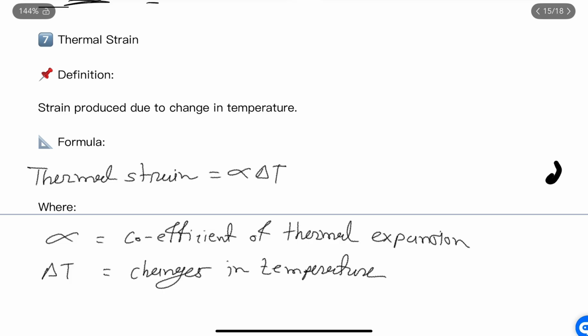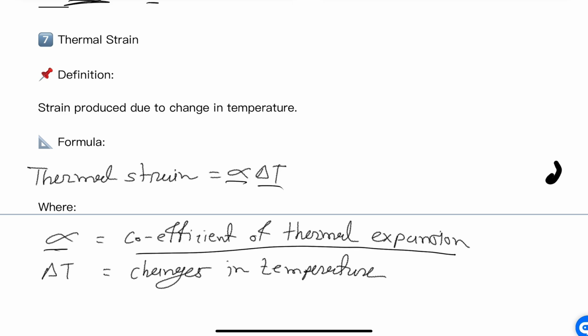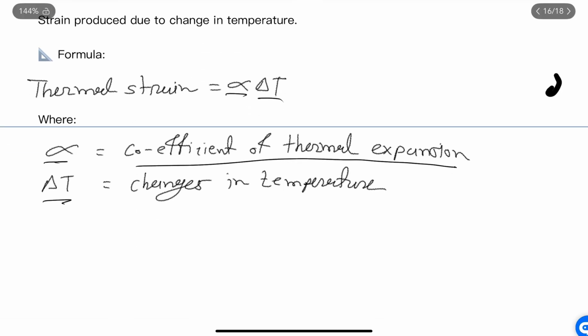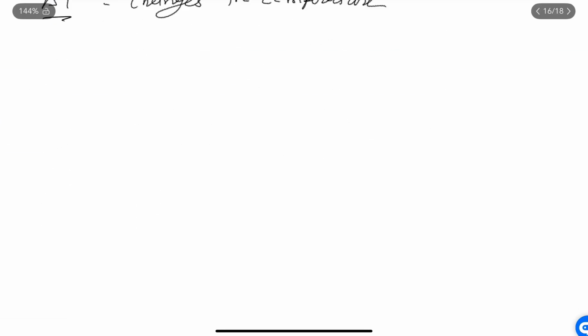The last thing is thermal strain. It comes due to the temperature difference. And what's the equation for that? It's alpha into delta T. What's alpha? It's the coefficient of thermal expansion. For every material and every temperature it's always different, so we have to take it from the standard tables. And delta T is the change in the temperature.